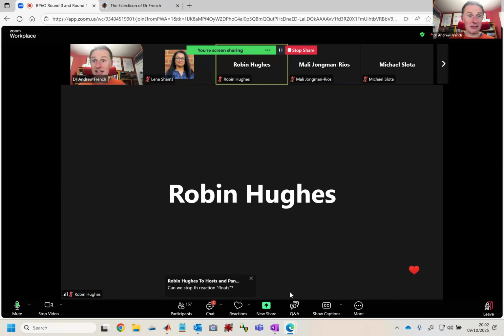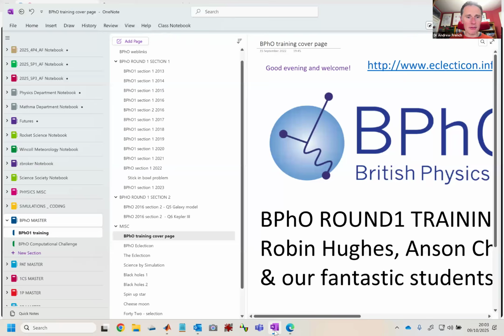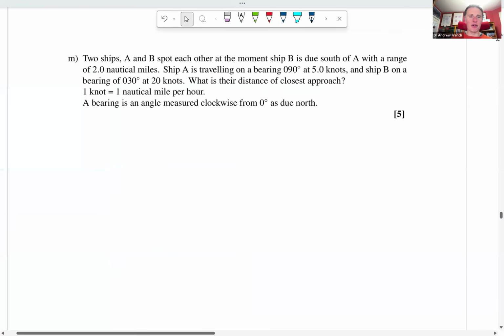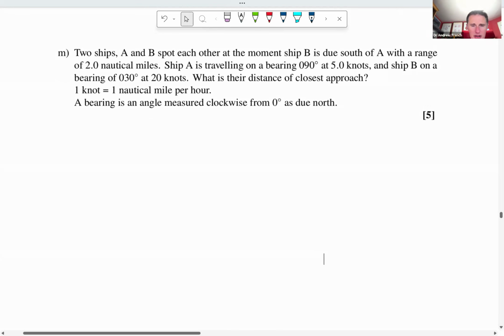All right, okay, let's make a start. I'm just going to share my screen. Okay, so here we go. We're going to do M first, which is about some ships. Can I just confirm, is my screen looking nice and clear? Yep, it is. Fantastic.